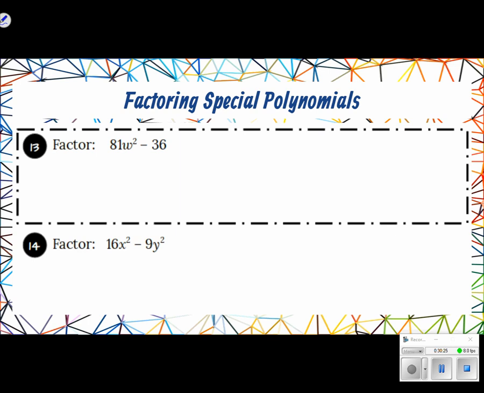All right, we got two parentheses because there's only two terms. One's got a plus, the other's got a minus. Is there a greatest common factor? There is. Let's pull that out first. Greatest common factor of 9. Got 9 times w squared minus 4. We want the square root of this 9, the square root of this w squared, the square root of this 4. So the square root of 9 is 3. The square root of w squared is w. The square root of 4 is 2. And then we multiply to check.